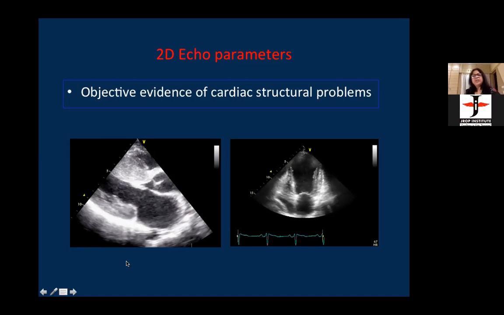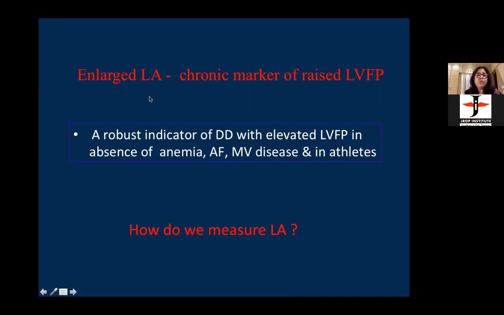Now, if we look at the two-dimensional echo parameters, it is the enlarged LA, which is a robust indicator of diastolic dysfunction. Because enlarged LA reflects the chronicity of raised LV filling pressure. So it's a chronic marker for raised LV filling pressure. It is a very, very powerful indicator of diastolic dysfunction with elevated LV filling pressure, and of course, in absence of anemia, atrial fibrillation, mitral valve disease, and in athletes where we may get enlarged LA.